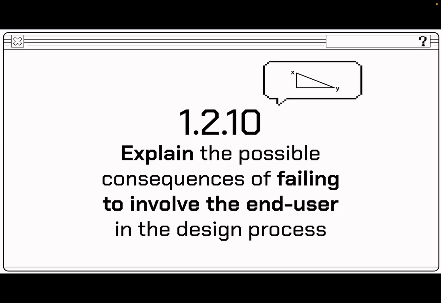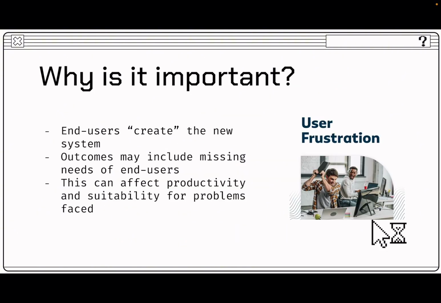So first of all, explain the possible consequences of failing to involve the end user in the design process. Why is it important? Failing to consider the end user during the design process is most likely to cause trouble, as you are creating a system based on the end user's requirements, and therefore if you're not involving them, it is almost certain that you will leave out needs of theirs. This will inevitably affect their productivity, as there may be unsatisfaction with the system and it may not be suitable for the problems faced.